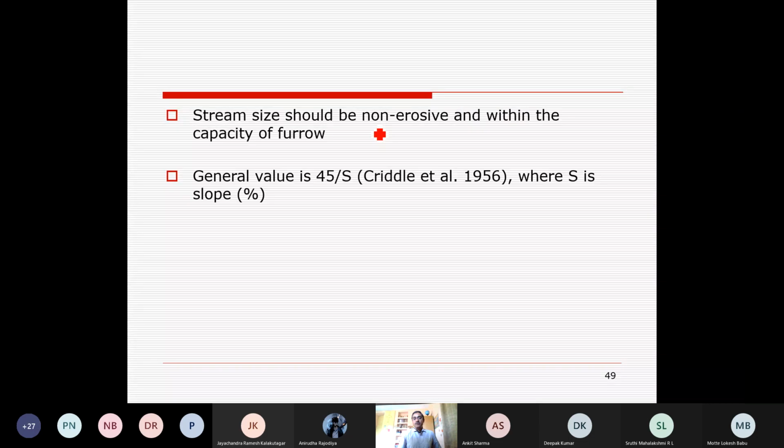Stream size should be non-erosive in furrows and within the capacity of the furrow, meaning how much it can carry, and the velocity should not be too high, otherwise there will be an erosion problem in the furrow channel section. The general value of stream size is simply 45 by S, where S is the slope. If it is 1%, it can go 45 centimeter per second and something like that. So this is the designing of furrow conditions for irrigation purposes.